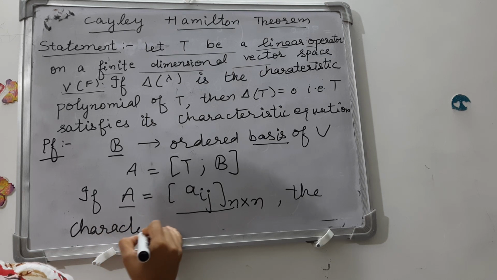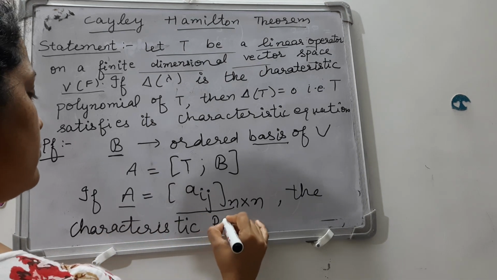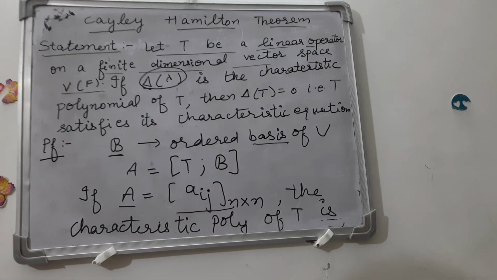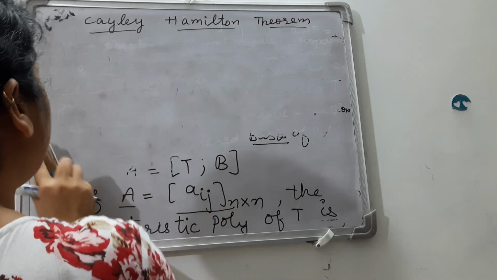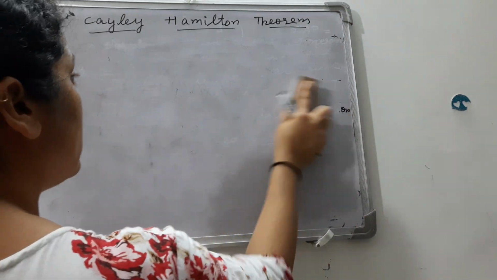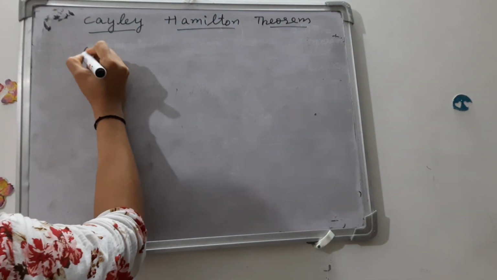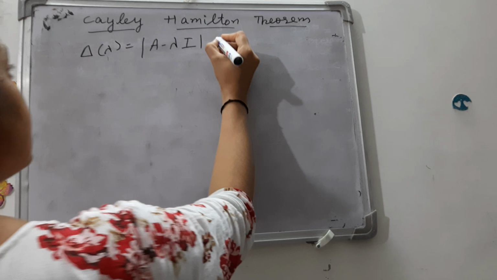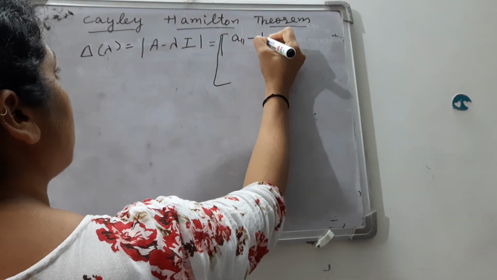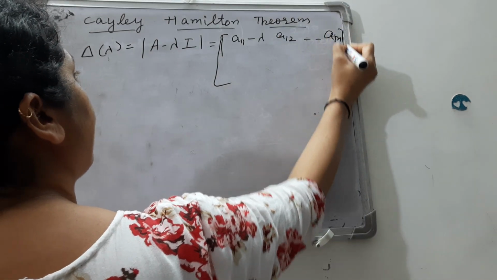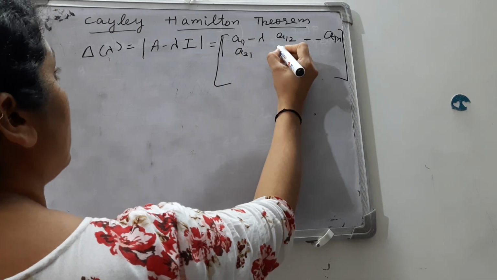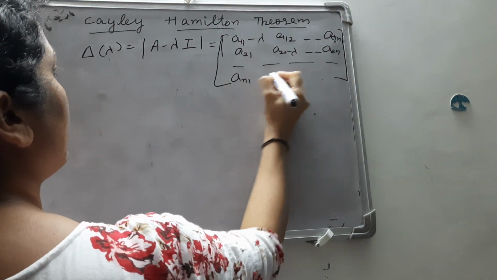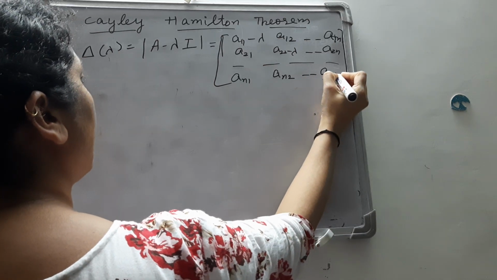the characteristic polynomial of T is, in the statement we have denoted by delta, we can write it as delta lambda equal to the determinant of A minus lambda I. This is the value of the characteristic polynomial, and this is equal to the determinant with rows: A11 minus lambda, A12 up to A1n; then A21, A22 minus lambda up to A2n; and last is An1, An2 up to Ann minus lambda.